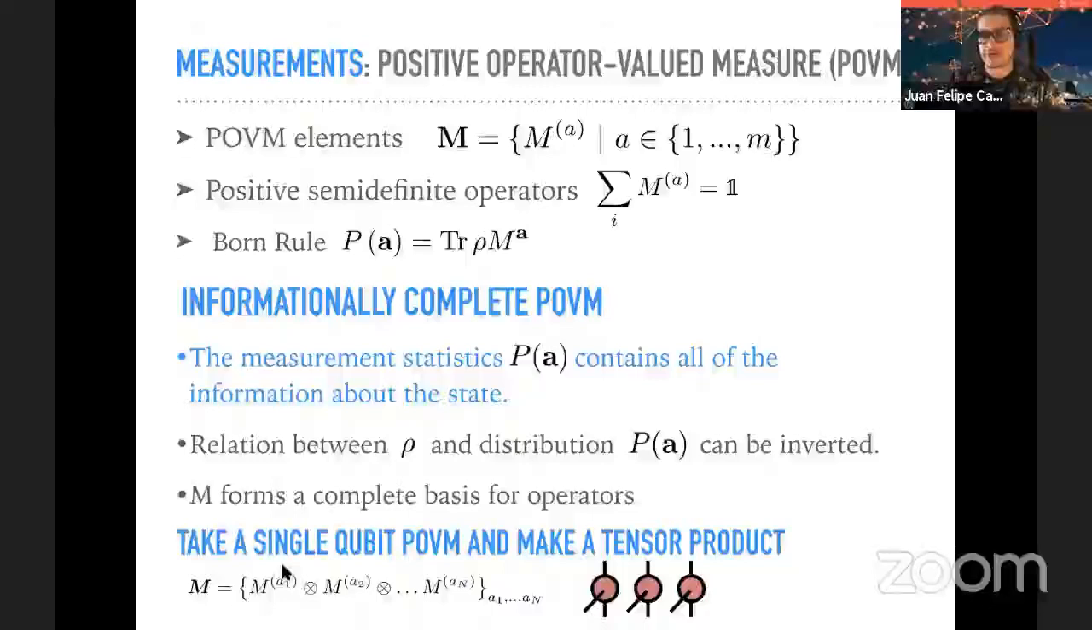Right now in experiments in quantum computers and in trapped ions, we have access to single qubit rotations or measurements. So we construct our POVMs based on what's available in experiment, which is single qubit POVMs or tensor products of POVMs, which I represent here in this tensor network notation.